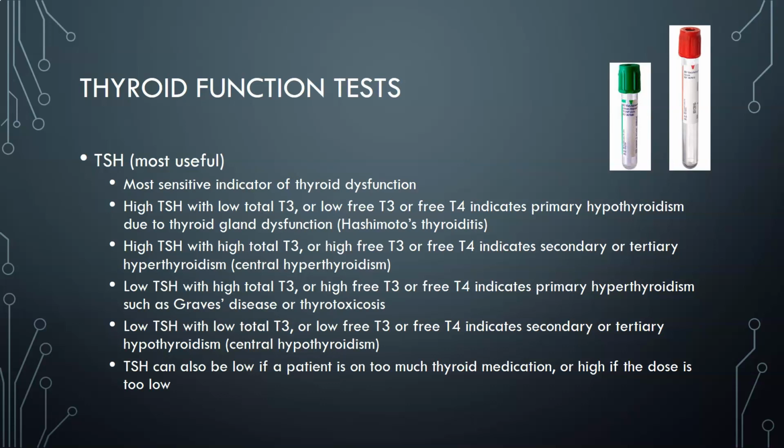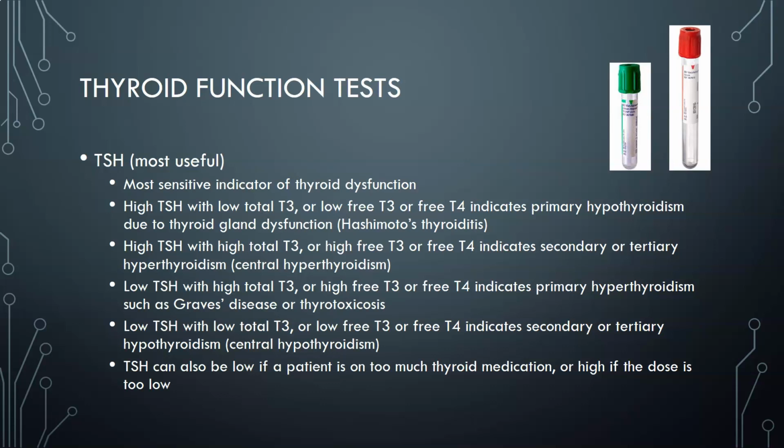Okay, but if you have high TSH and also have a high total T3 or high free T3 or free T4, then you're looking at a secondary or tertiary hyperthyroidism, also known as a central hyperthyroidism. So it could be that there's a pituitary tumor or something that's creating a lot of TSH, and then that TSH is doing its job and making the thyroid crank out a bunch of T3 and T4, leading to hyperthyroidism because there's too much T3 and T4 out into the bloodstream, so you get all the signs and symptoms of hyperthyroidism.